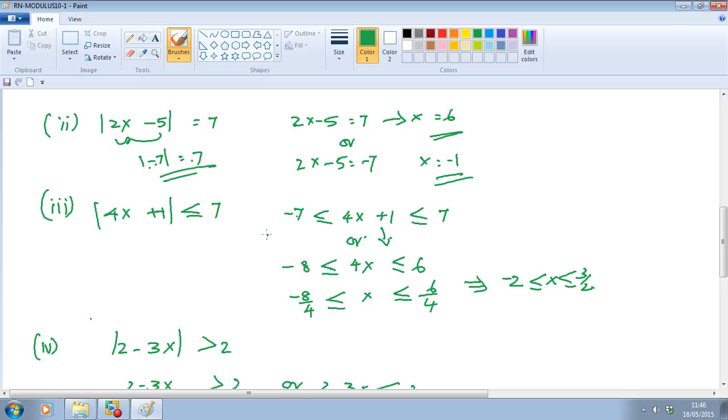You subtract 1 from all sides. Next, you divide by 4. Minus 8 by 4 gives minus 2, and 6 by 4 gives 3 by 2. So finally you arrive at your answer: x should be greater than or equal to minus 2, or you can say minus 2 is less than or equal to x, less than or equal to 3 by 2. This way you can write it.